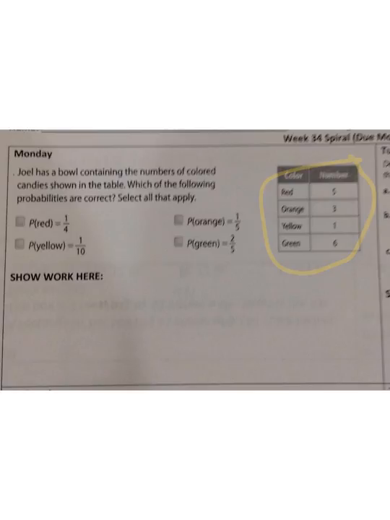Monday, Joel has a bowl containing the numbers of colored candies shown in the table. Which of the following probabilities are correct? Select all that apply. So you're going to want to find the probability of each event and make sure that it matches. You have to select all that apply to get it right.